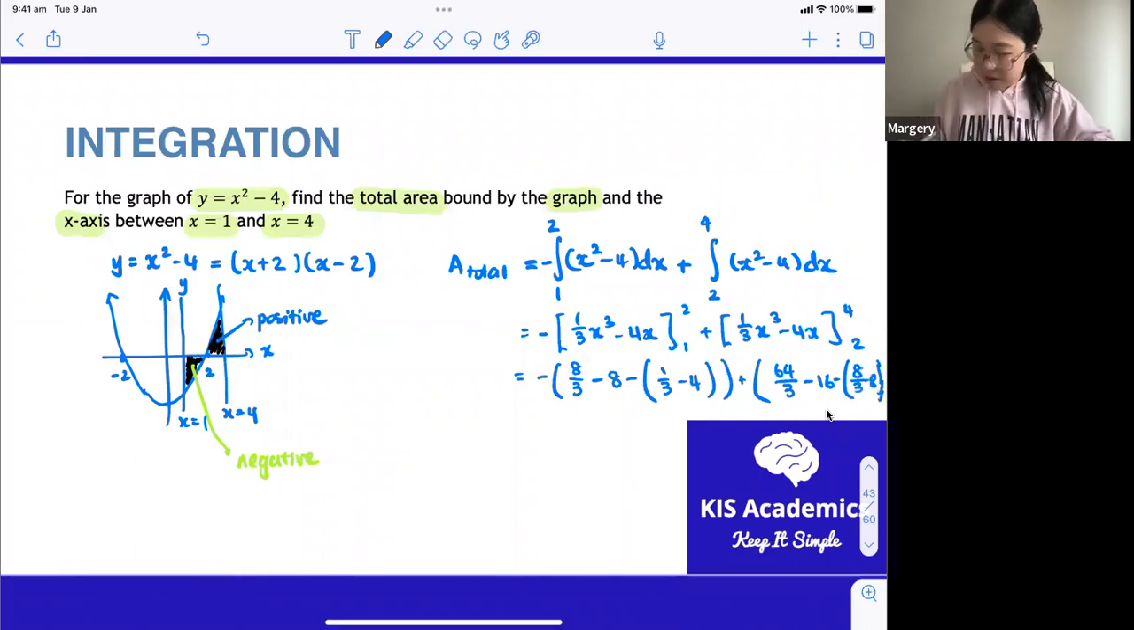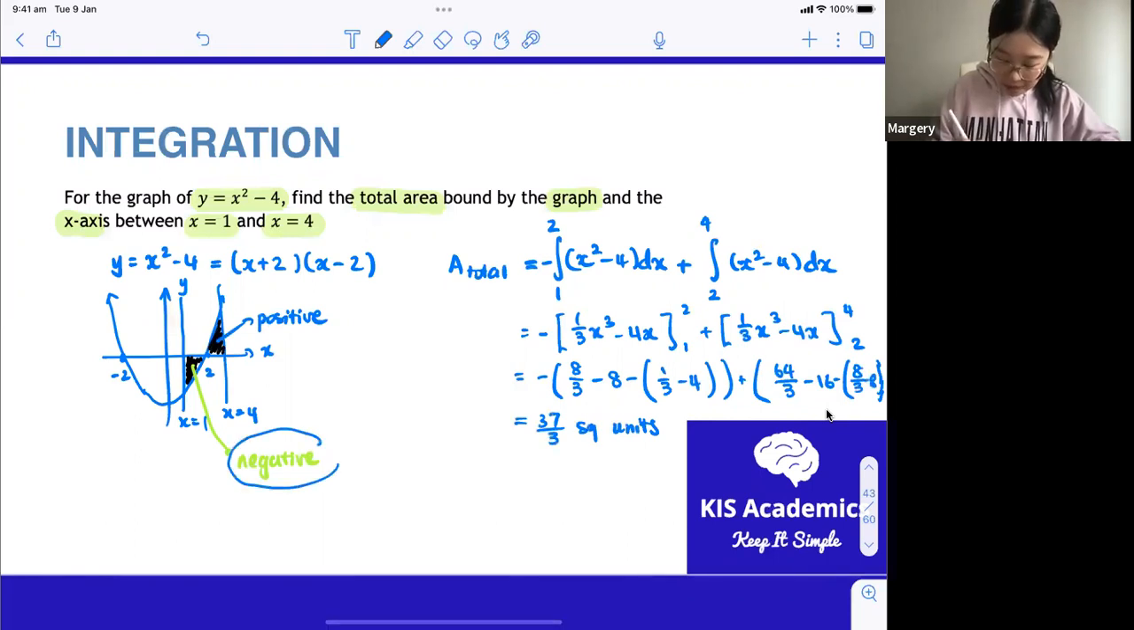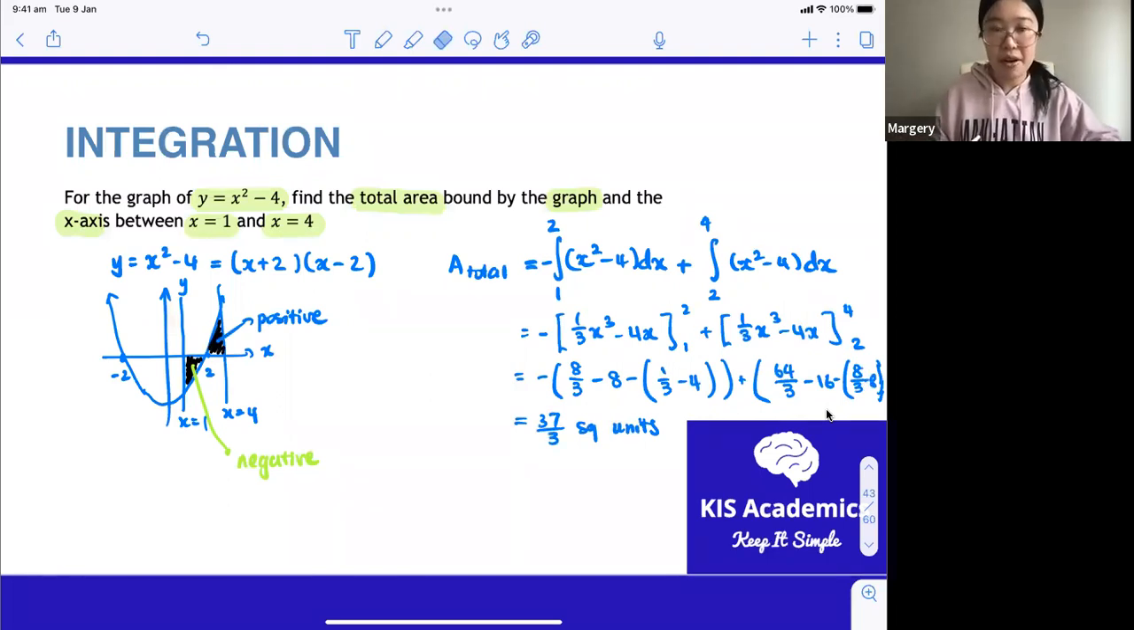So I end up getting 8/3 minus 8 over here. I won't go through the actual arithmetic, but once you simplify, we end up getting 37/3 square units for our total area. If we didn't cater for the fact that this would have been a negative area, our answer would have been a lot smaller, because we would have had a positive area minus the negative area.